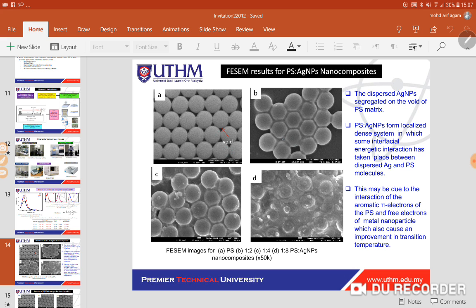You can see that some of the nanoparticles, especially silver nanoparticles, either get into the polystyrene, or when the concentration is higher, they start to be seen on the surface, and when there are much more, you can see that the silver nanoparticles cover up the polystyrene.